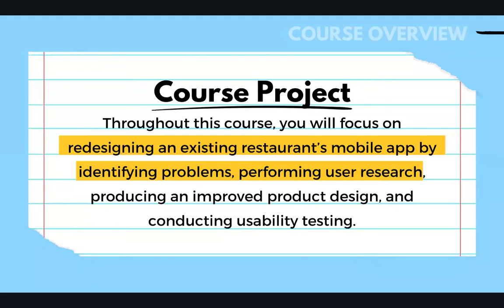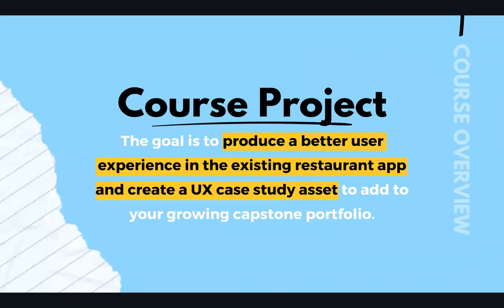So for our course project, we'll discuss that briefly. So throughout this course, you will focus on redesigning an existing restaurant's mobile app by identifying problems, performing user research, producing an improved product design, and conducting usability testing. So to elaborate a little bit more about the course project, the goal is to produce a better user experience in the existing restaurant app and create a UX case study asset to add to your growing capstone portfolio.